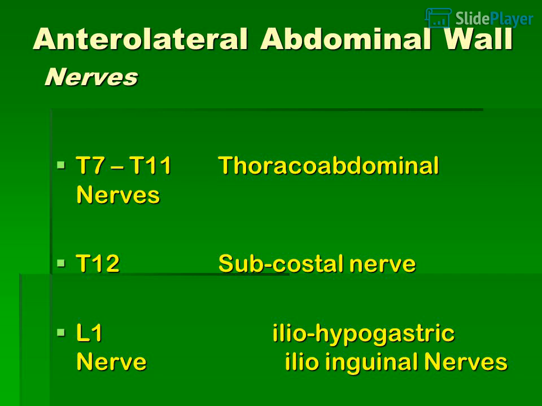Anterolateral abdominal wall nerves: T7 to T11 thoracoabdominal nerves, T12 subcostal nerve, and L1 iliohypogastric and ilioinguinal nerves.